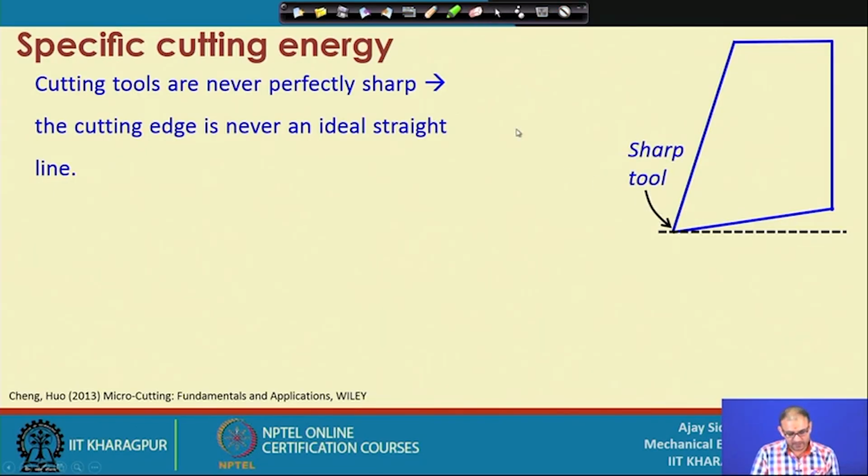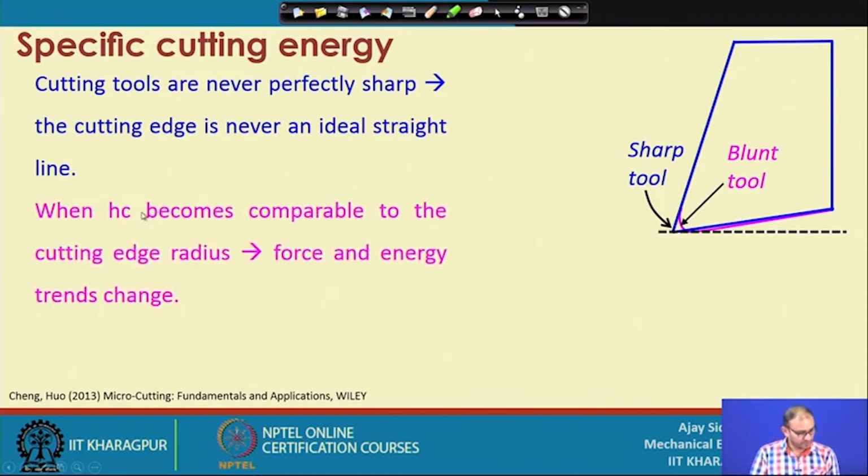Now, if you see, this is the sharp tool and this is the actual tool. Now, because our uncut chip thickness is at micro level, we have to look at our cutting tool also at the same magnification or the same scale. So, this is the actual condition of your cutting tool, correct. So, this is considered a blunt tool. Now, it depends on this blunt tool how much it will penetrate into the material and how it will remove the material in the form of chip. So, when Hc becomes comparable to the cutting edge radius, now consider this is our cutting edge radius, right.